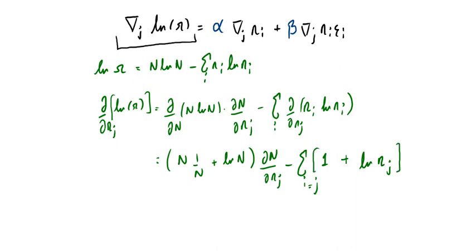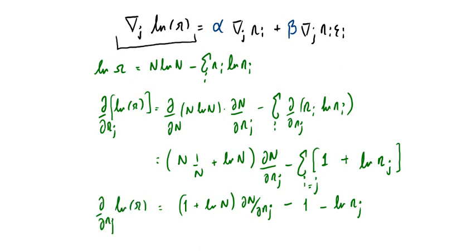If you want to write one more step here, you can just say this is 1 plus ln n, in brackets, delta n over delta n_j, minus, because i equals j is just one term, so I don't have to include the summation anymore, this just becomes ln n_j. So this is the thing that you have to remember: this is delta over delta n_j of ln omega here. Now let me go to a new page.